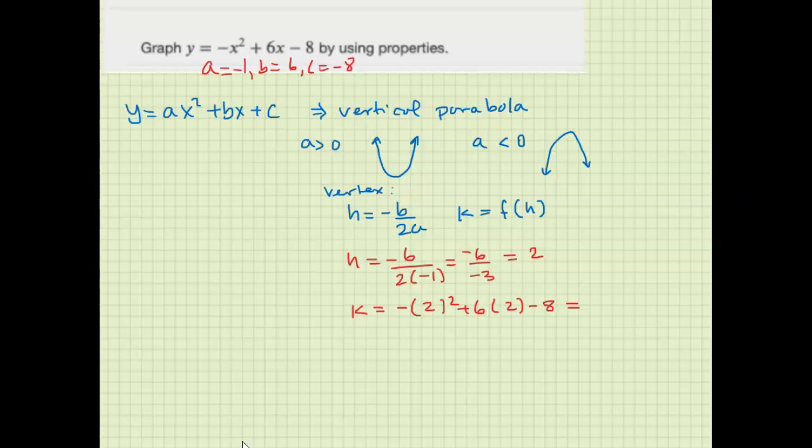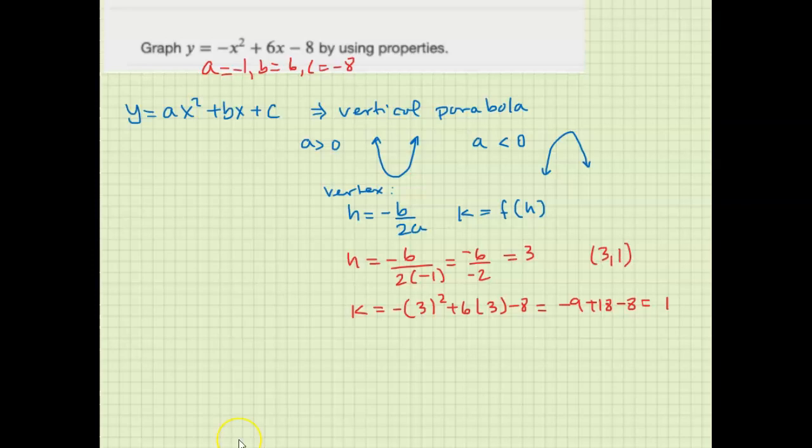Oops, I think I messed up. 6 divided by 2 is 3. Something did not look correct there. So negative 6 over negative 2 is positive 3. So we're going to plug 3 in there. Negative 3 squared plus 6 times 3 minus 8. Negative 9 plus 18 minus 8. 9 minus 8 gives me 1. So the vertex is at 3 and 1.